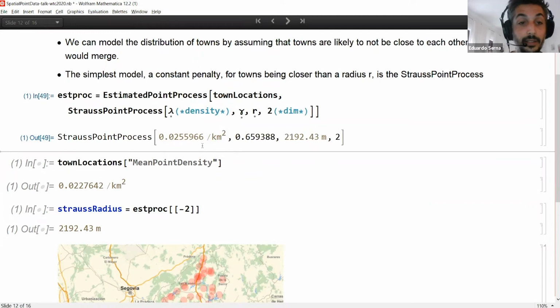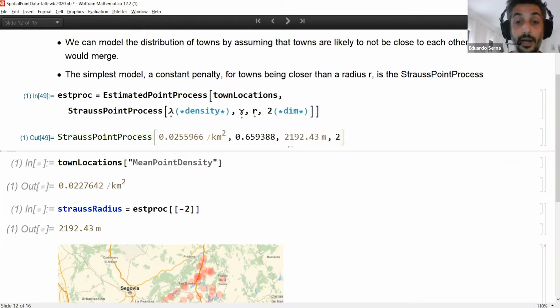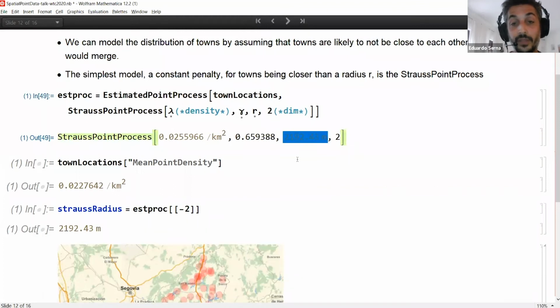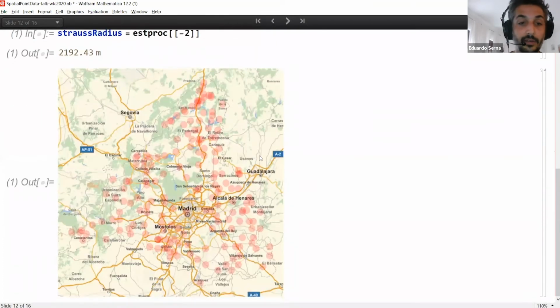We can see that even though the mean point density is 0.022, it's estimated a slightly higher density as a parameter, but then there's this repulsive interaction that actually lowers the number of points. And it tells us that the Strauss radius, the interaction radius, is approximately 2 kilometers. We can see this in this visualization, where most of the towns are in fact outside of this radius, but some of them are closer, and there are these overlaps. They're allowed to be closer, just there's a penalty for it.